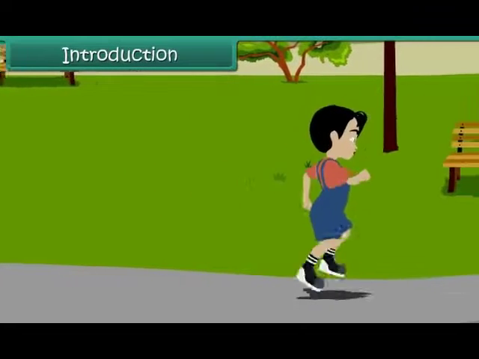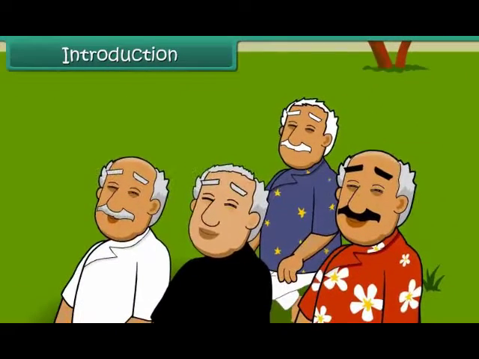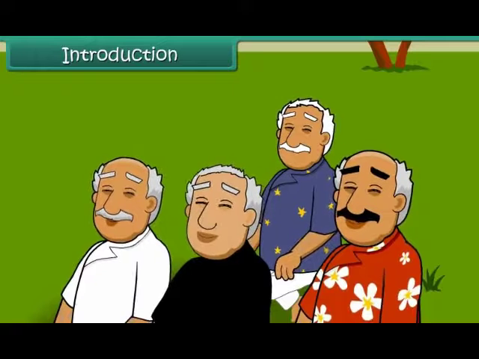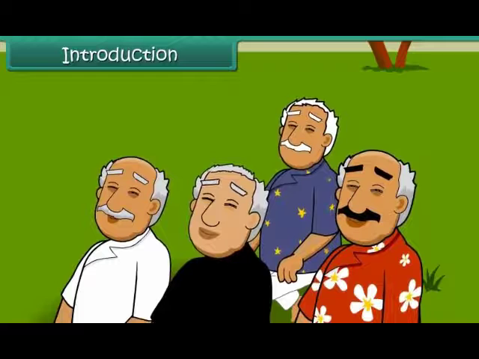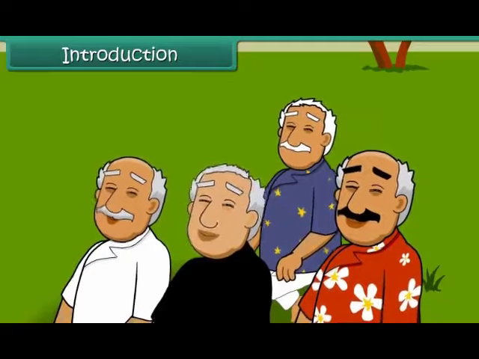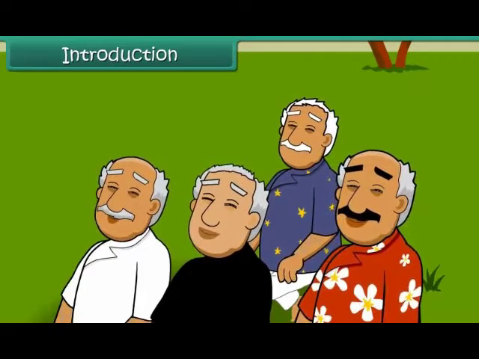Avinash is jogging in a park. He notices some elderly men performing yoga. They first take a deep breath and inhale. After a while, they exhale. He finds the pattern of inhalation and exhalation interesting to watch.